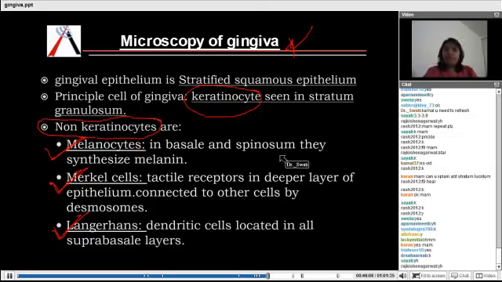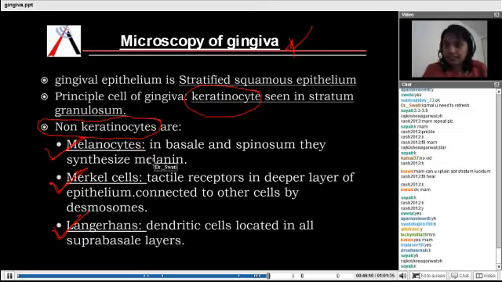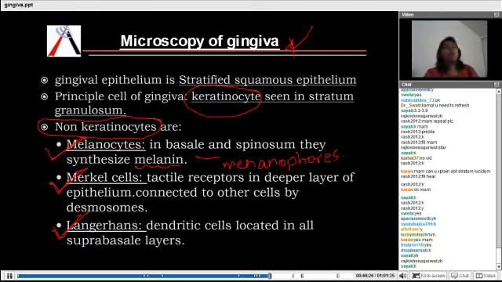Okay, then we have the Merkel cells. Are you guys with me? Are you all able to hear me? Okay, I think you can just type Y and enter. That would make me know that you all know the things. Otherwise I feel that it's not clear, and I may tend to over-explain things which is not needed. So it may just take a little more time than required.